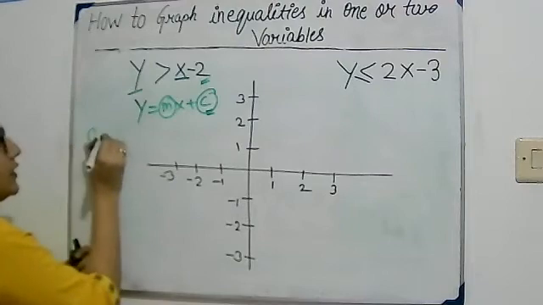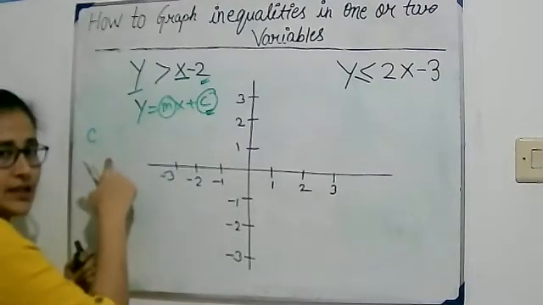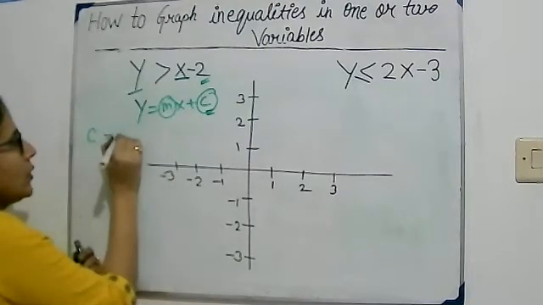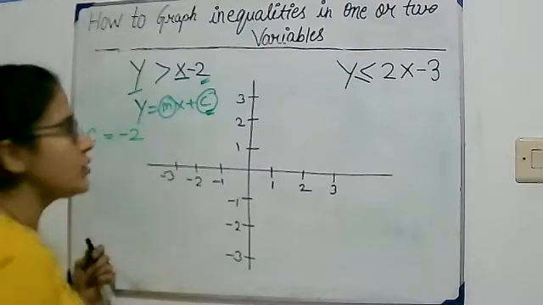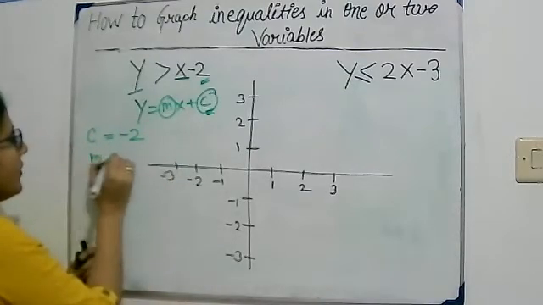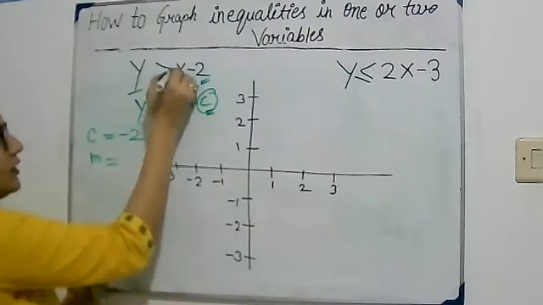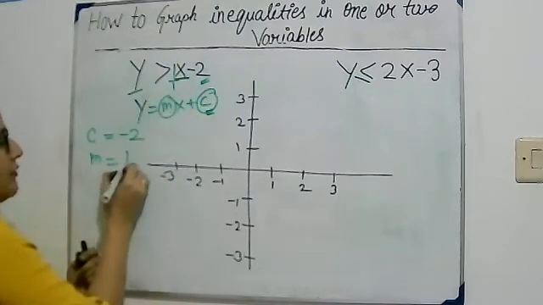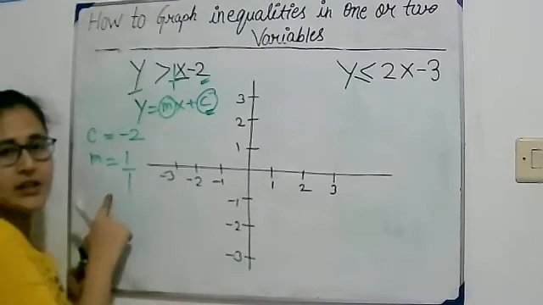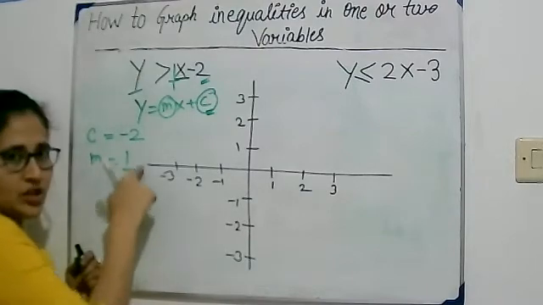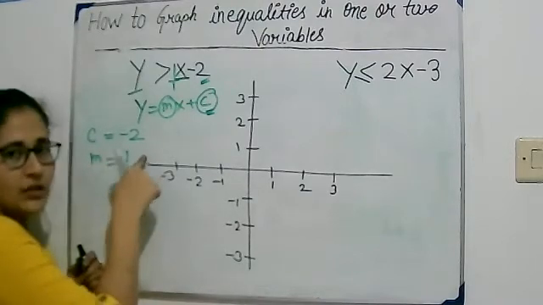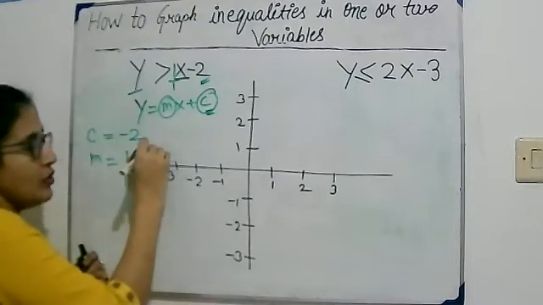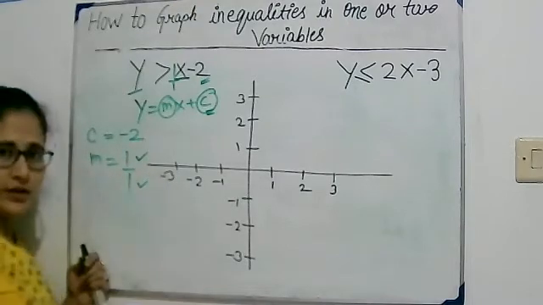So the intercept on the y-axis is equal to minus 2, and the value of m is 1. Here there is nothing, that means 1 by 1. Gradient is always a fraction. This is rise over run. This is the value of rise and this is the value of run.